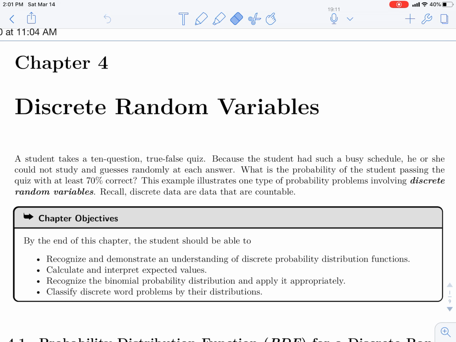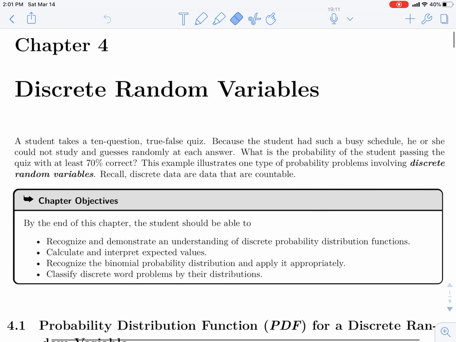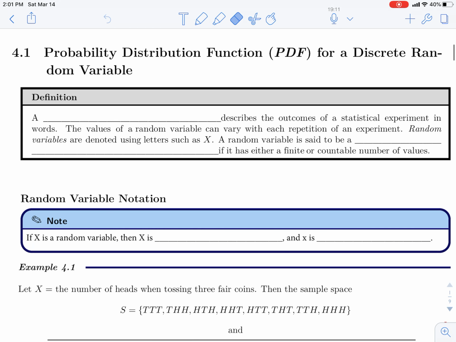So discrete can be counted, and don't get confused with the word random. I know we talked about random sampling where you just kind of randomly pick something. We're not randomly picking variables. It is a particular type of variable that we're going to describe below. So let's scroll down to chapter 4.1 and start putting in some definitions here.